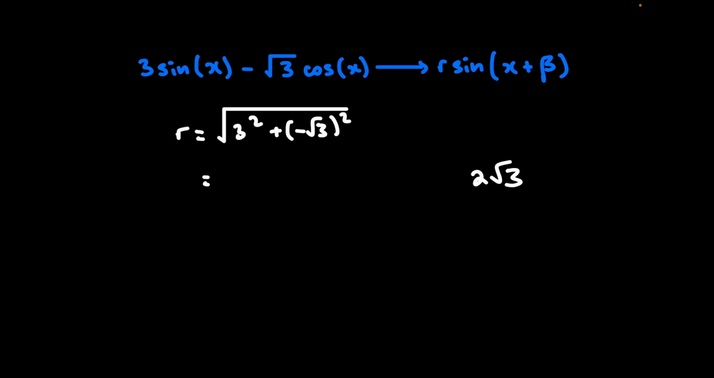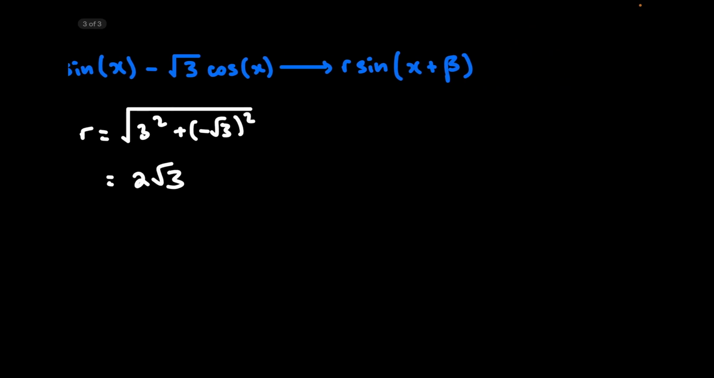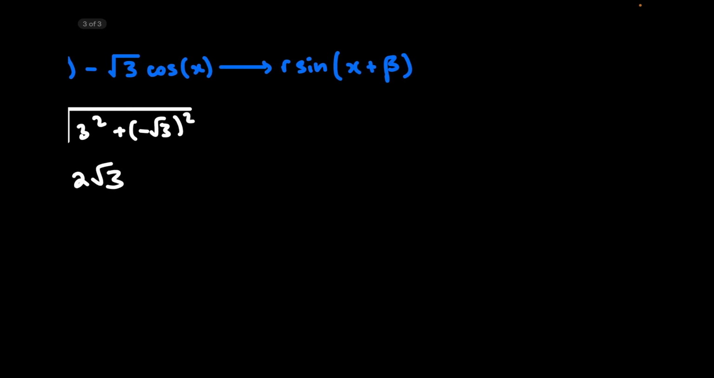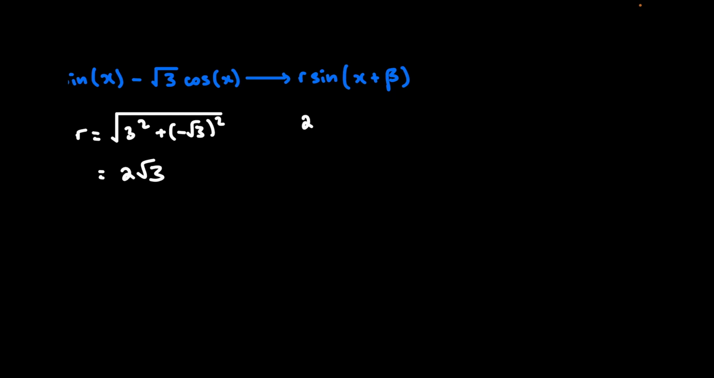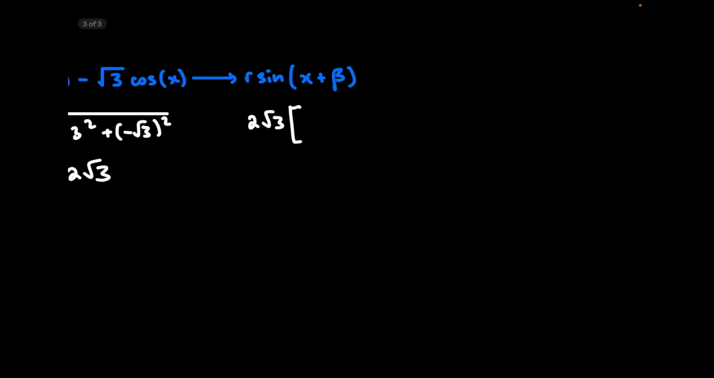Okay, so now that you have this 2 square root 3, let us now work out the value for beta. To work out the value of beta, we need to use the sine addition identity. We know that r is equal to 2 root 3. So now in brackets, we'll use the sine identity for addition.